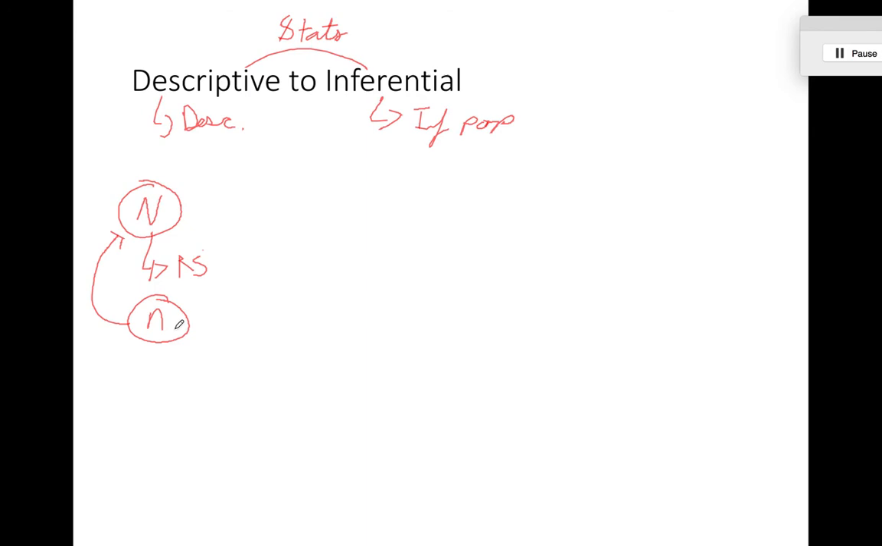Now the more people that I have in my sample, the better representation I'm going to have of my population. And that's going to be very important for me. So the more individuals that I have in my sample, representing the population, the better representation of the population as a whole I'm going to have.